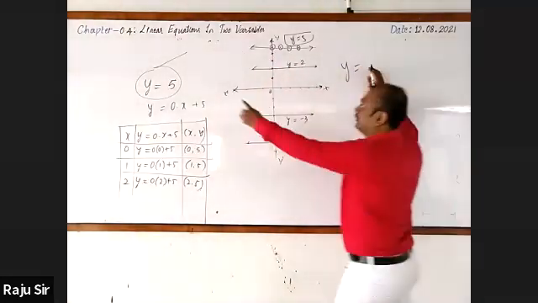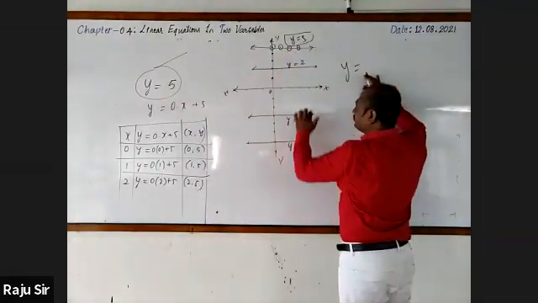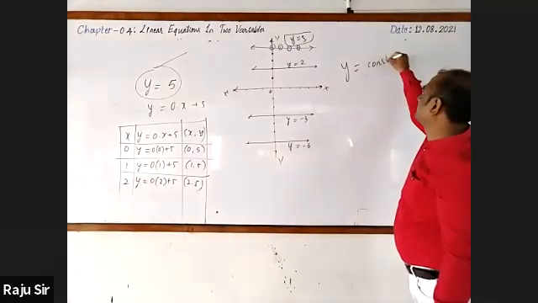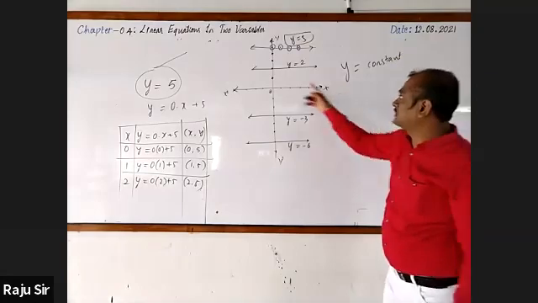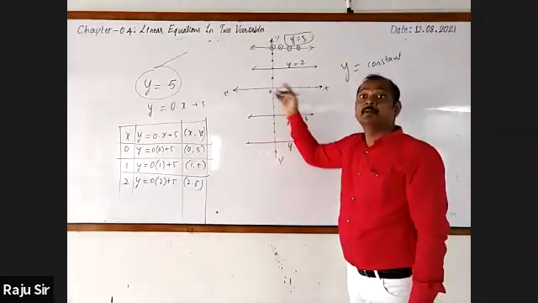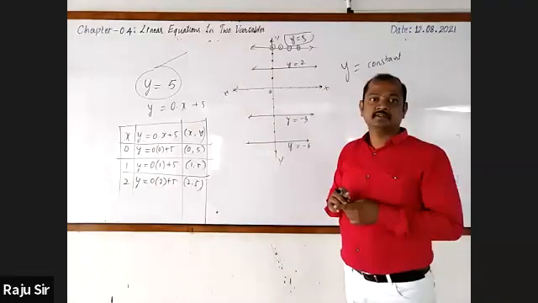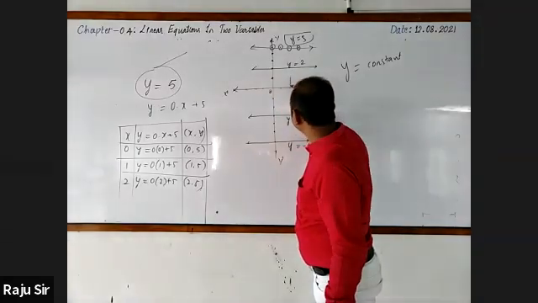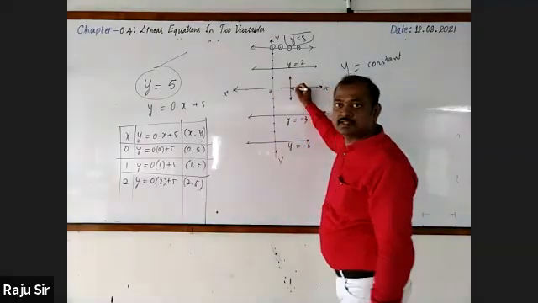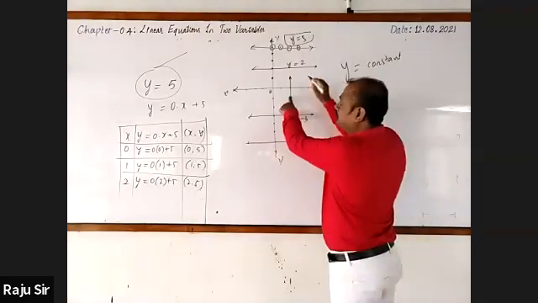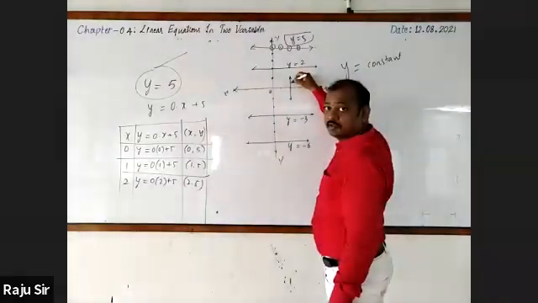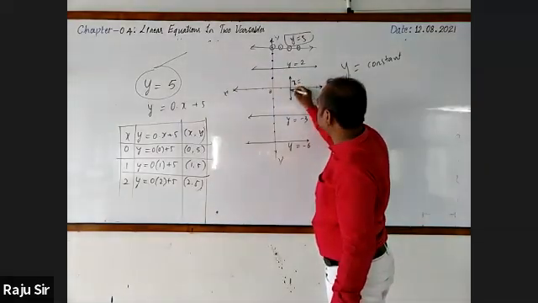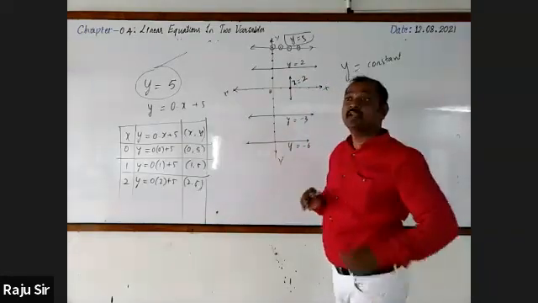y equal to 5, 2, minus 3, minus 6. What are these? k, a constant. y equal to constant is always parallel to the x-axis. Similarly, if I draw like this, x is equal to a constant, and this graph is parallel to the y-axis. So it is x equal to 2, x equal to minus 2.